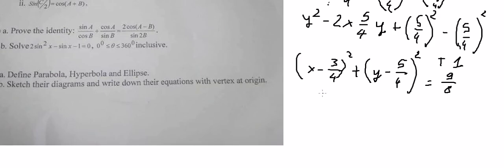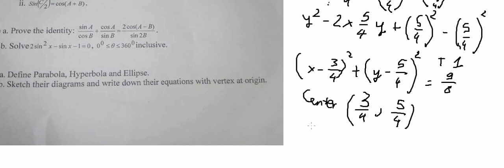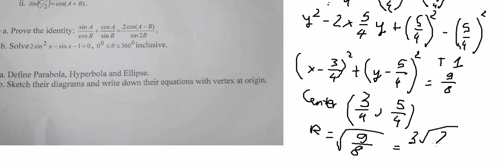Now we can find the center in here. The center of this circle is about 3 over 4, 5 over 4, and for the radius, we put the square root of 9 over 8. And you got the answer in here. That's about 3 multiplied with the square root of number 2 over 4. And that's the answer of the question.